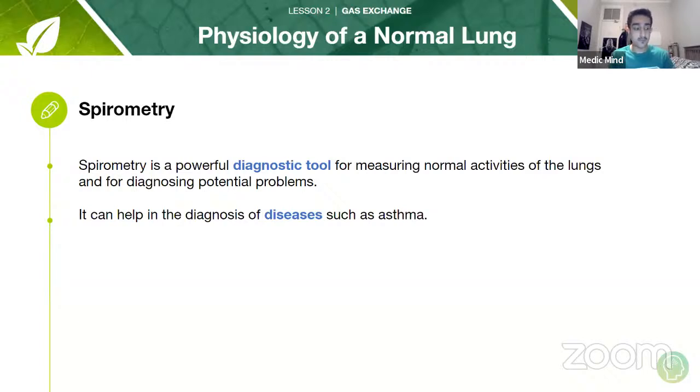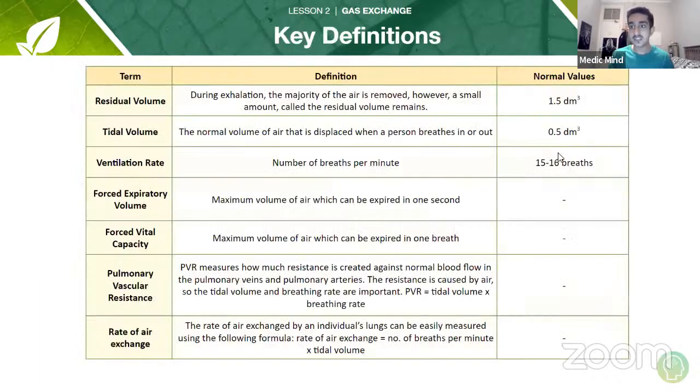It is really important in the diagnosis of many diseases like asthma, chronic obstructive pulmonary disease, IPF, pulmonary fibrosis, PE, and loads and loads of other conditions where things go wrong with the lungs. Usually spirometry at some point is involved in diagnosis.